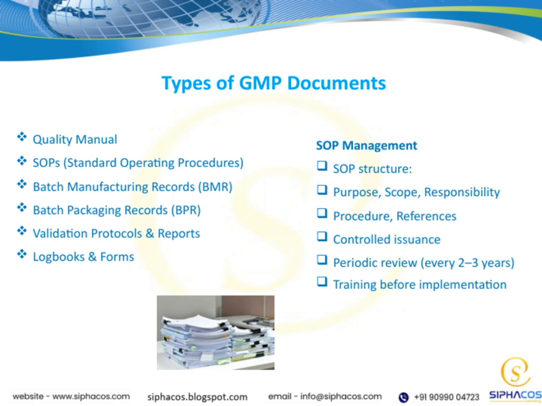Lastly, logbooks and forms are used throughout production to record ongoing activities, observations, and data, helping us maintain traceability and control. All these documents work together to support a robust GMP framework and ensure product quality at every step.